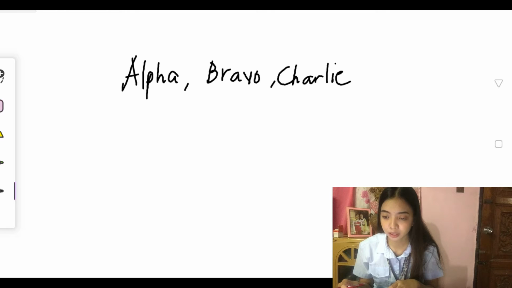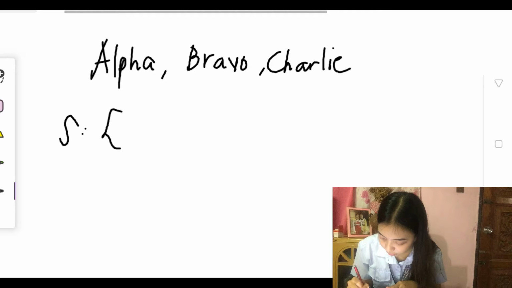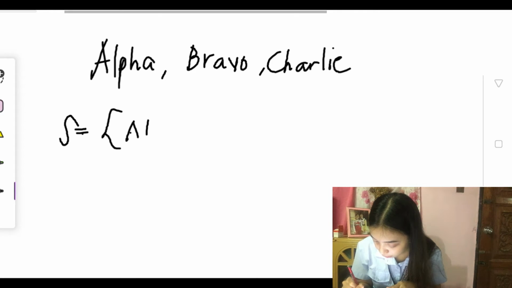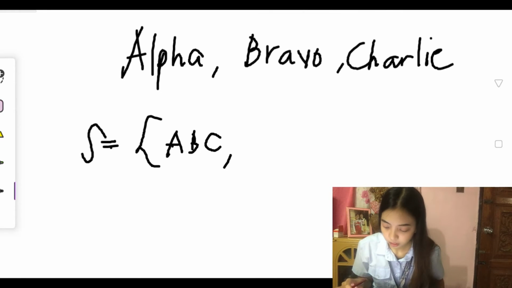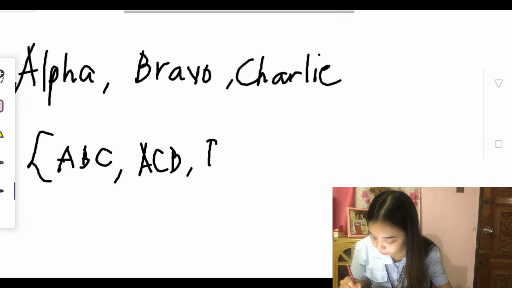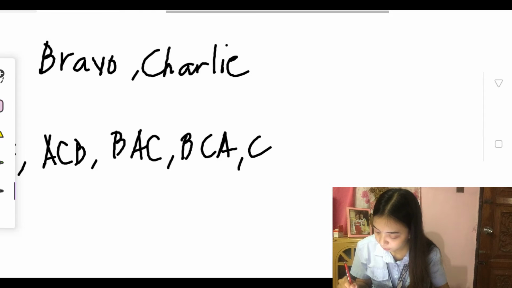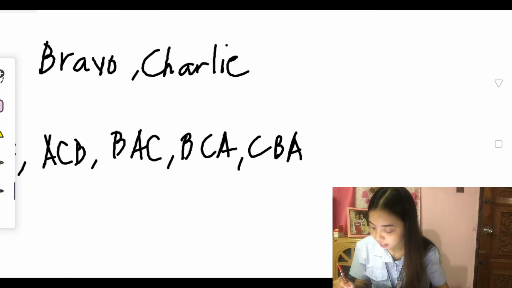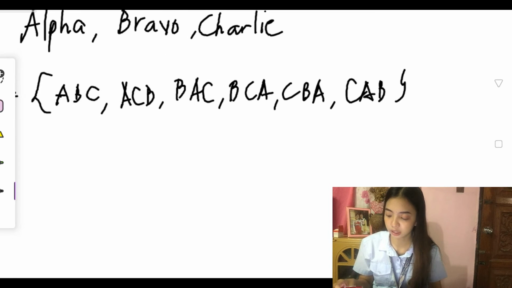So now we're going to list the sample space of the possible orders of returning the helmets. So the sample space is: ABC, ACB, BAC, BCA, CBA, and CAB. These are the sample space of the possible orders of returning the helmets.